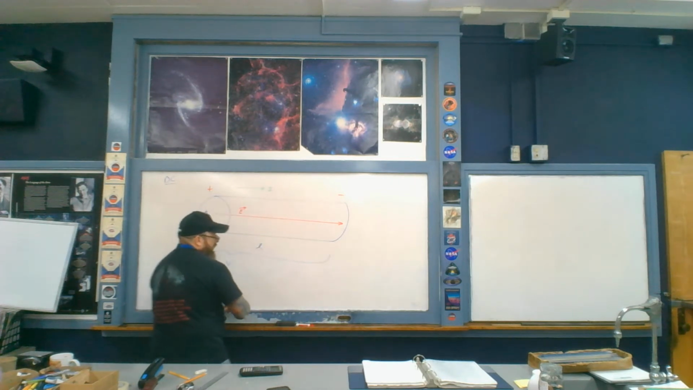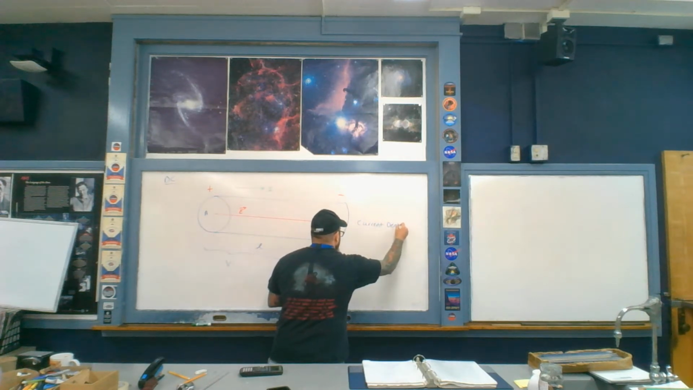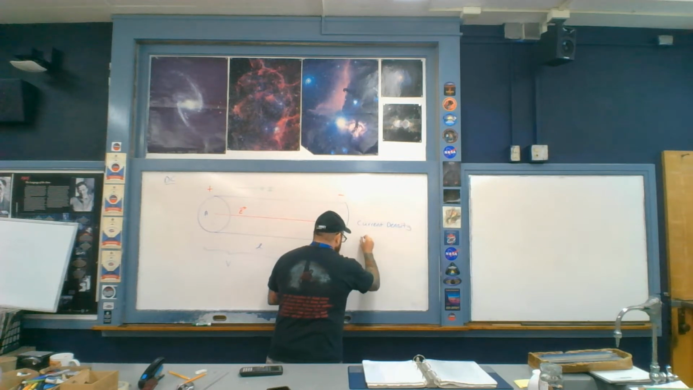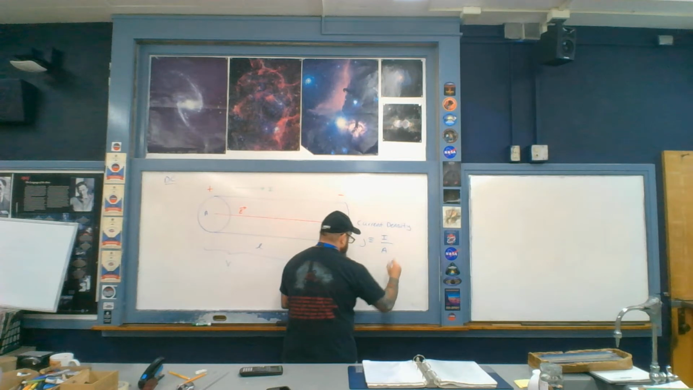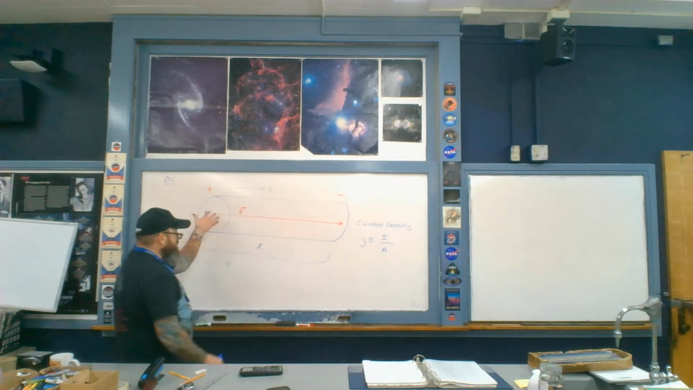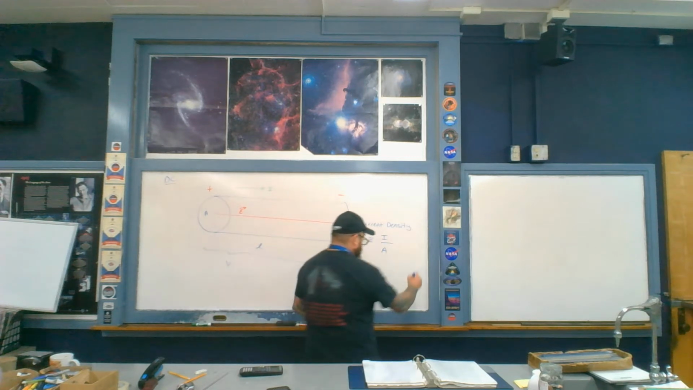We define a quantity referred to as current density. Current density is always denoted as a small j, and by definition, it's equal to the current I divided by the cross-sectional area A through which the current is passing. So it's measured in terms of amperes per meter squared.